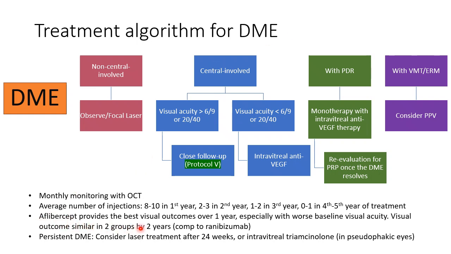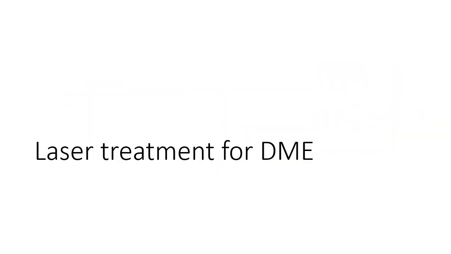Aflibercept provides the best visual outcomes over a period of 1 year, especially in those with worse baseline visual acuity. Those with poor vision at the outset performed better with aflibercept, but this was valid only for 1 year. At 2 years, all the groups were comparable, mostly ranibizumab. If the DME is persistent, consider laser treatment after 24 weeks or intravitreal triamcinolone, especially in pseudophakic eyes. We'll be discussing all of these points in detail subsequently.